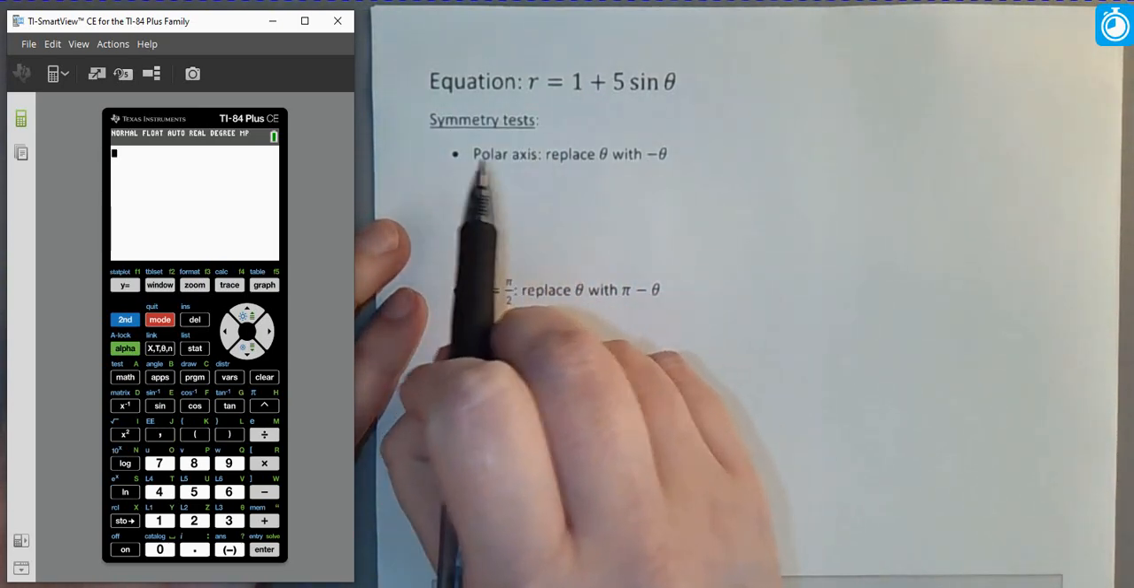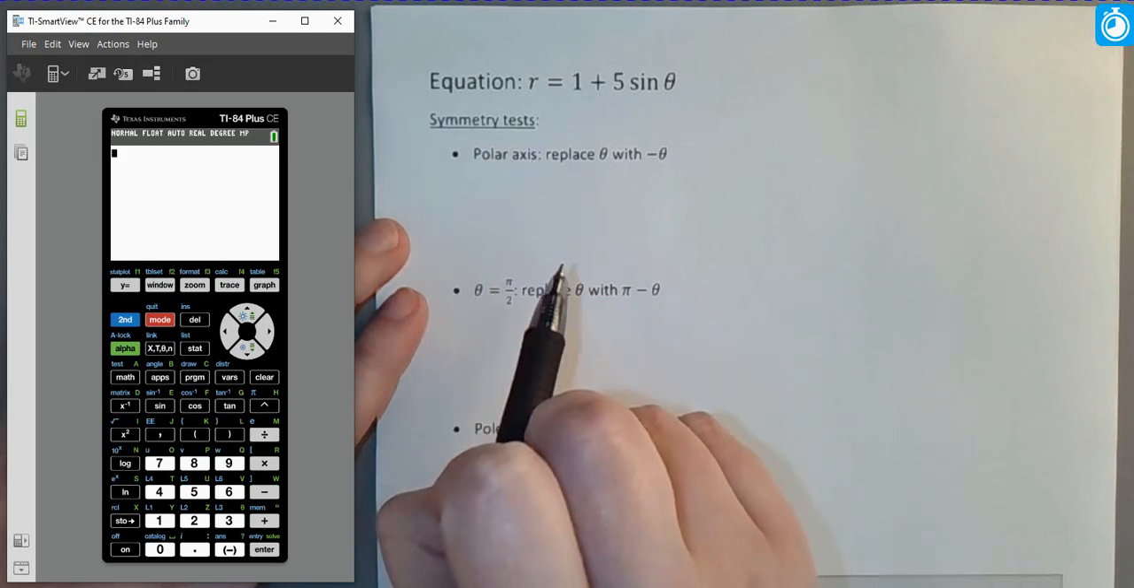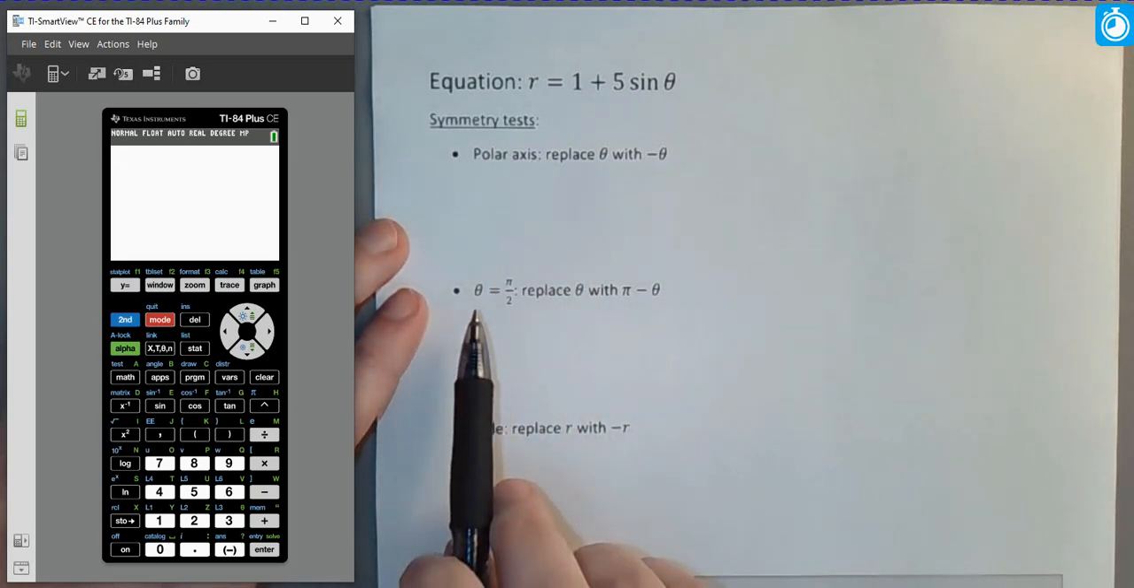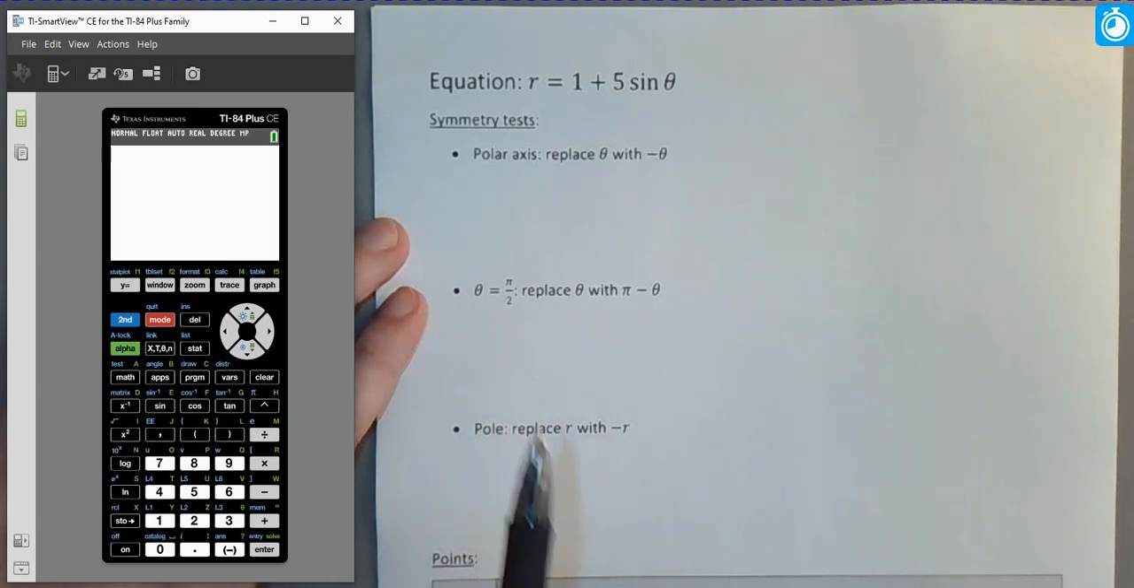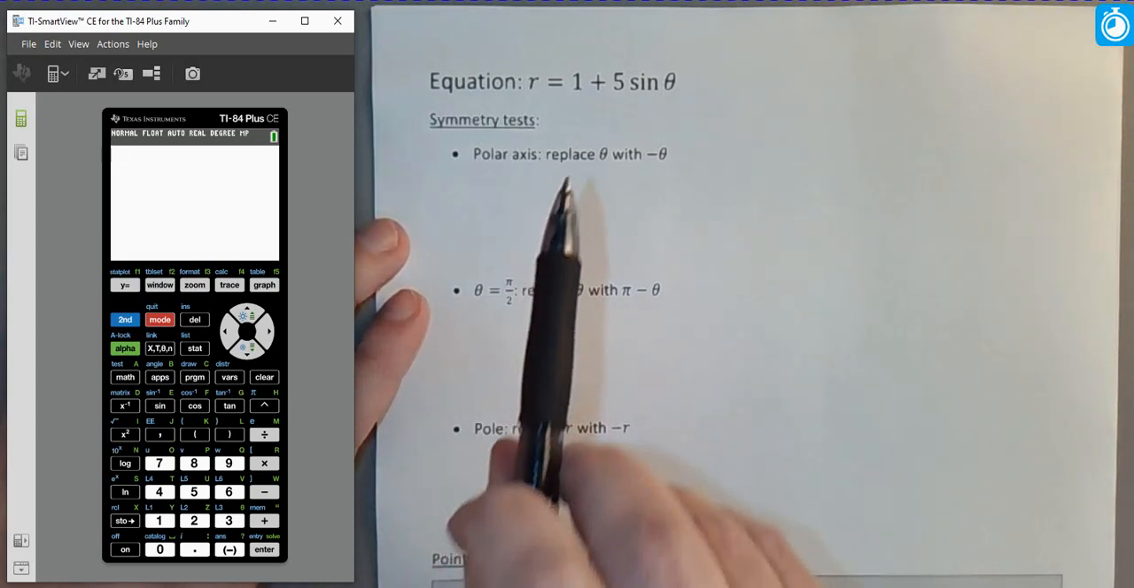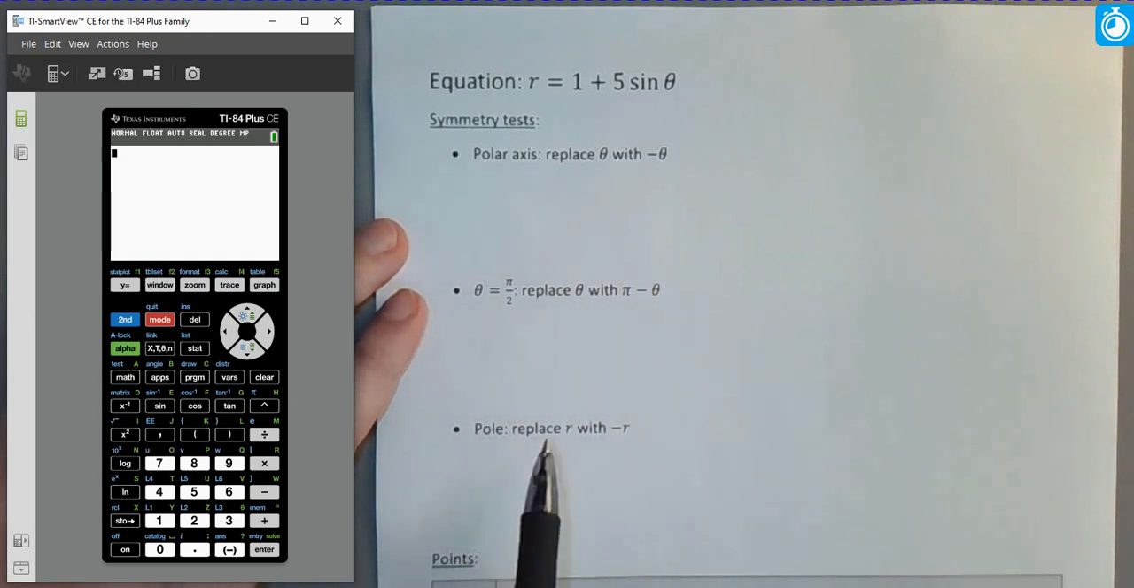We can be symmetric with respect to the polar axis, which is our horizontal axis. We can be symmetric with respect to the line theta equals pi over 2, which is our vertical axis. And then we can also be symmetric with respect to the pole, which is the name for the origin in the polar plane. Each of these tests requires us to replace one of our variables with something specific. And then the goal is to see what results from there.